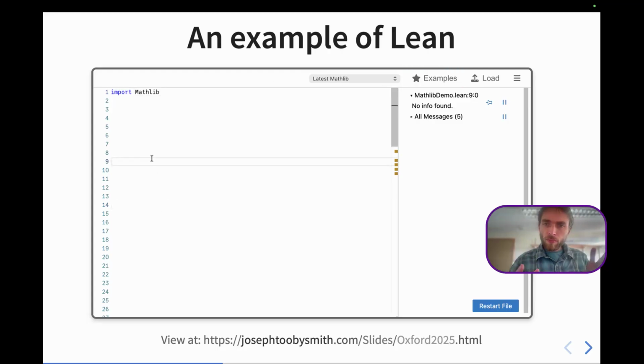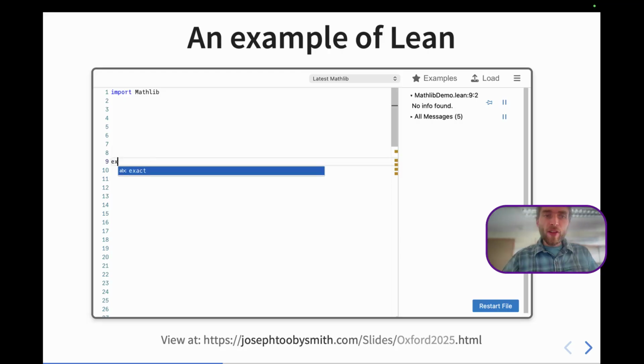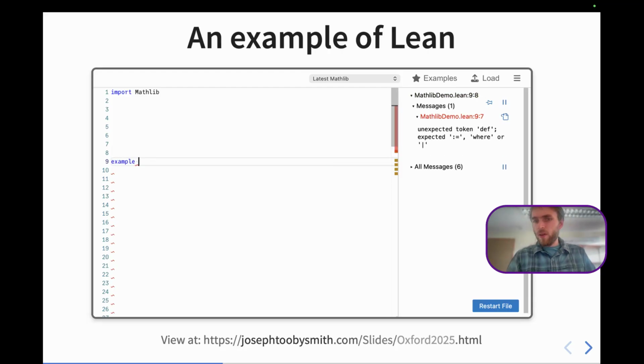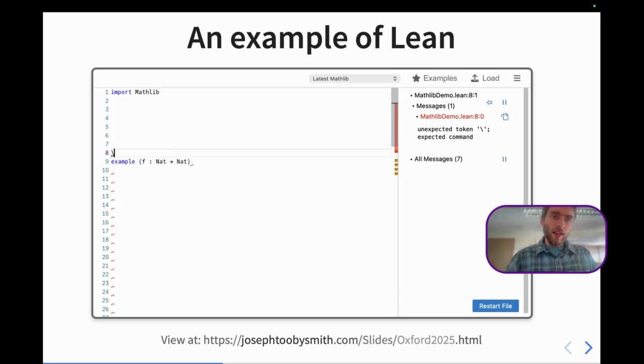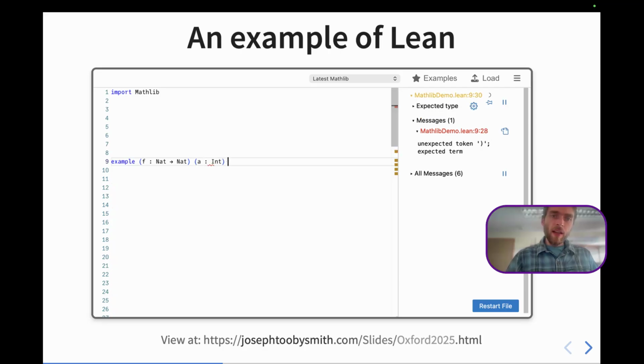So what does that sentence say? Obviously, I can't write the sentence in the same way. I have to use some syntax, but I'm just going to say the same thing in syntax. So I'm going to say example. Let f be a function from the natural numbers to the natural numbers. To write this arrow here, I've typed backslash to, and then space. And I'm going to say let a be an integer, and this is how you write a as an integer in Lean. And then I'm going to write f is equal to a.